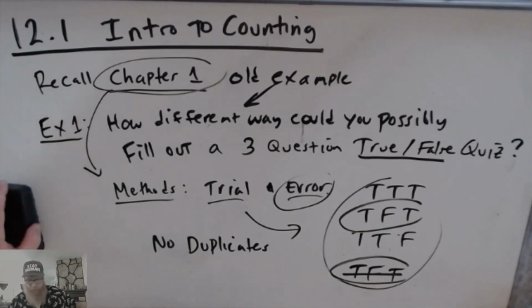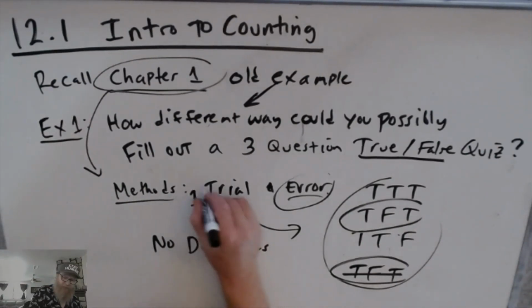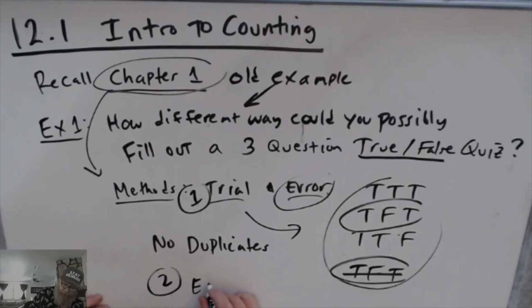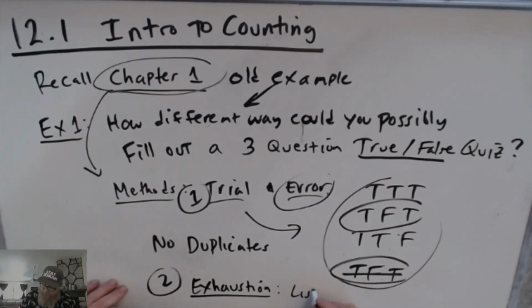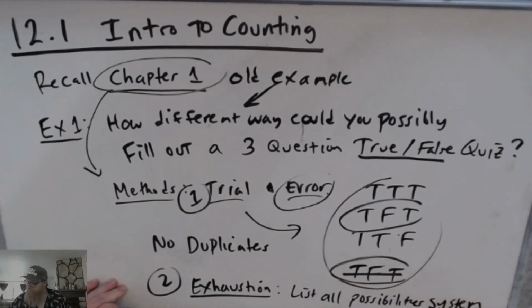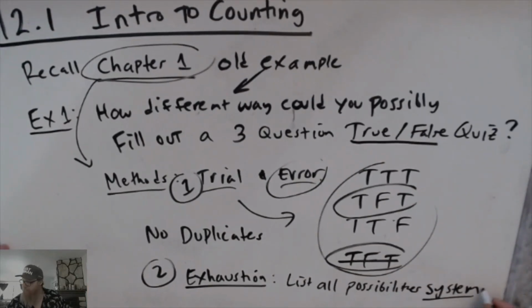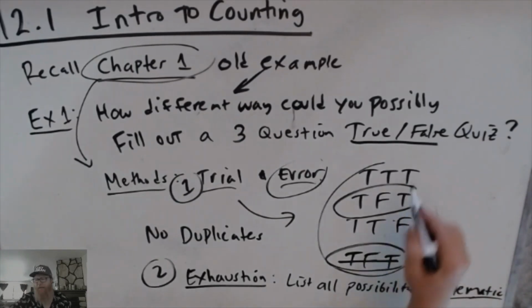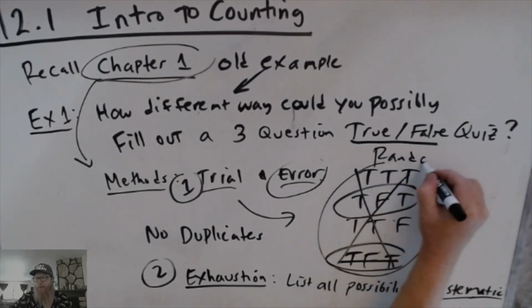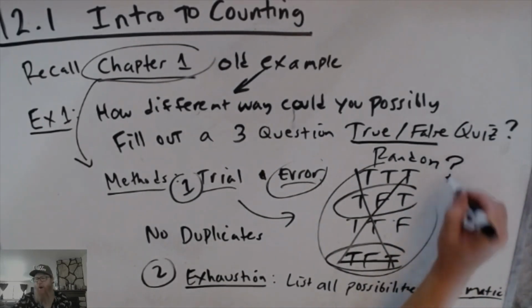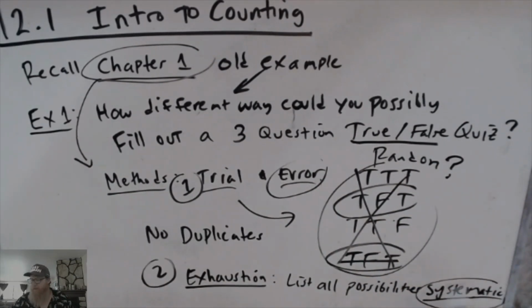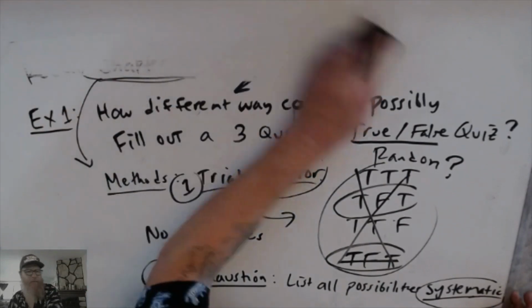And as we moved through the material, we got other methods, such as the method of exhaustion. The method of exhaustion is to list all possibilities, but you would do it systematically. Not random like we did it here. This is just too random. I don't have any way of knowing whether or not I've got them all. So I don't know if you remember, there was a systematic way of writing out the different possibilities.